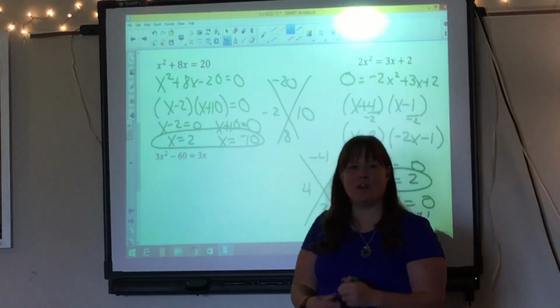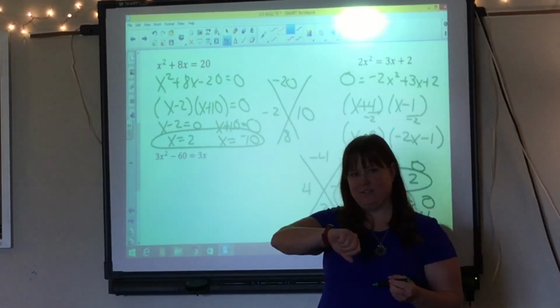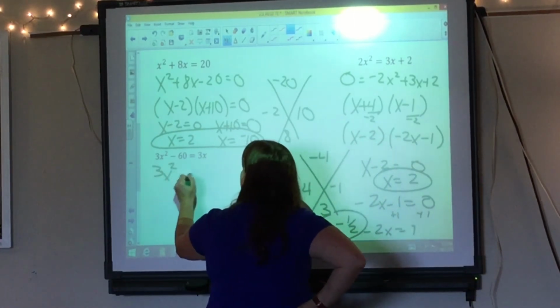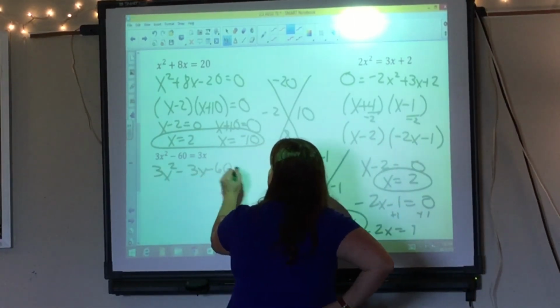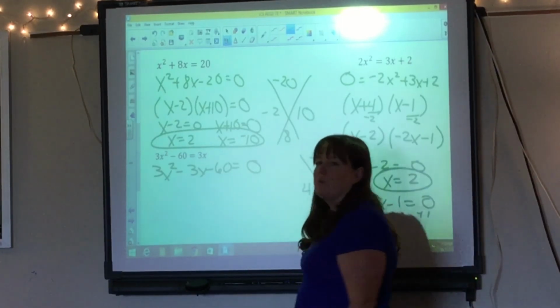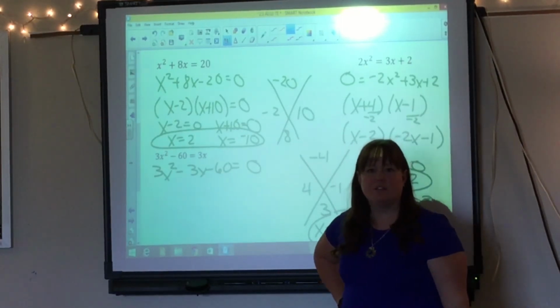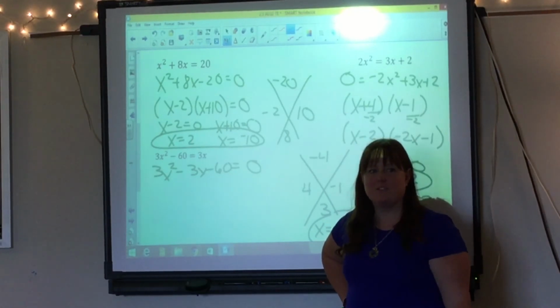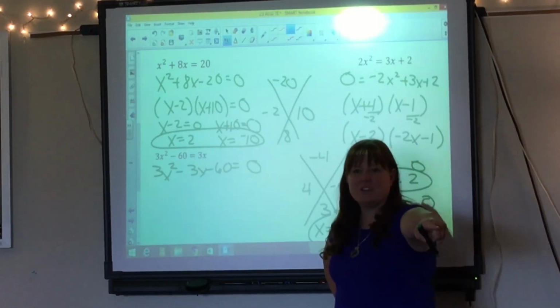Okay, last one. Miguel, it has 3x squared minus 3x minus 16 equals 0. What do I need to do before I factor it? Check for the greatest common factor.